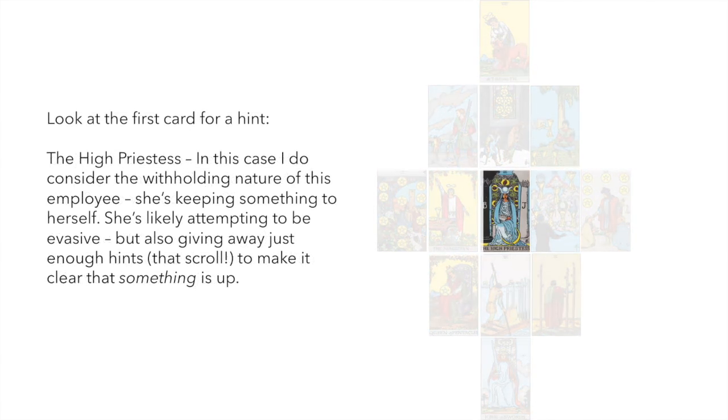All right, so as always, we're going to look at the first card for a hint, the High Priestess again. Now, I think that, again, she's withholding information here, but it's a different situation, right? So she's keeping something to herself. But I get more visual cues from this card than I did in the previous one. She's being withholding, but she's revealing just enough to drop hints and make it clear a little bit that there's something going on there. There's opportunity, so to speak.